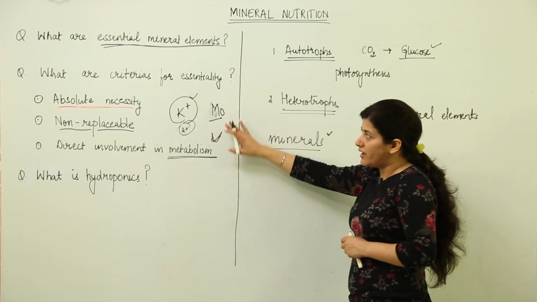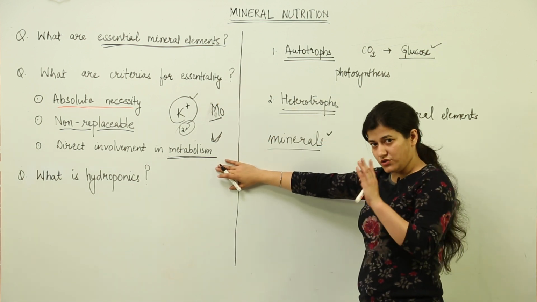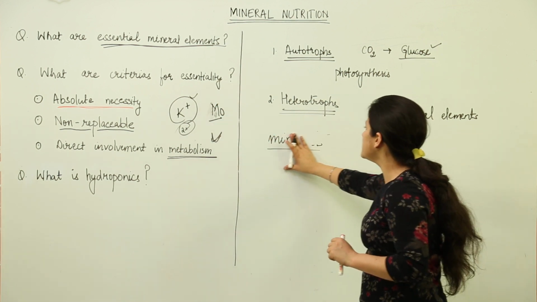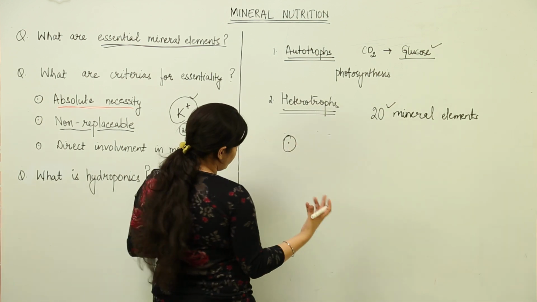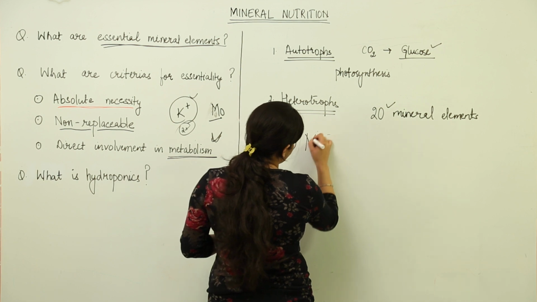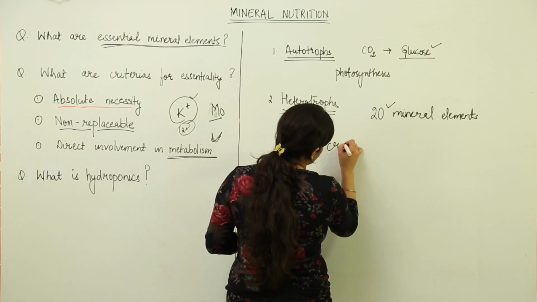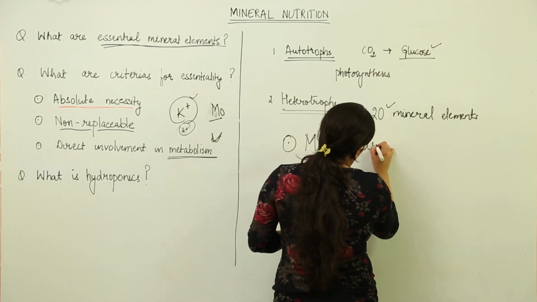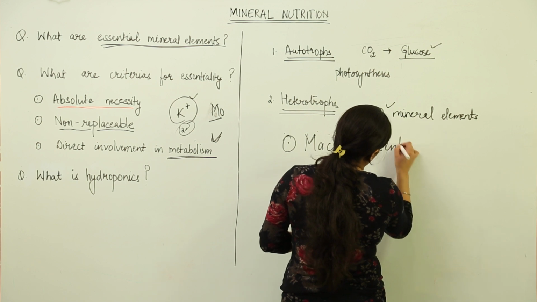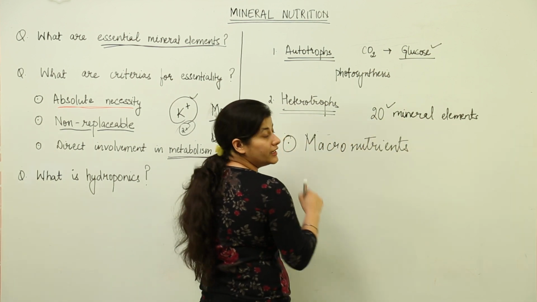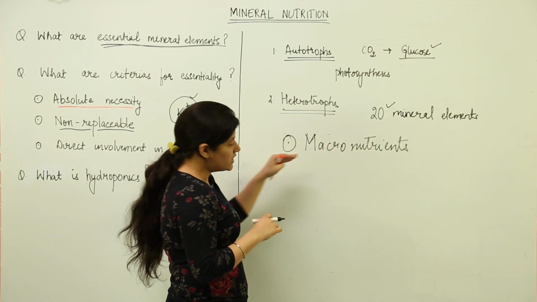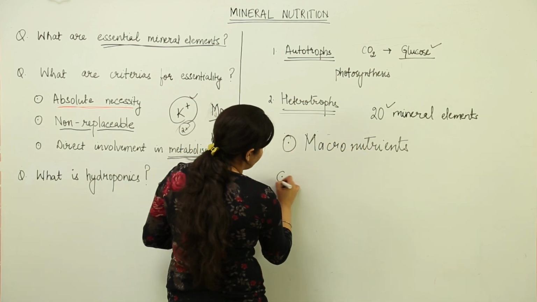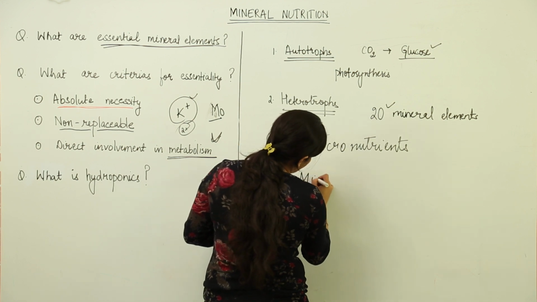Now when we talk about essentiality, there are 2 types of compounds that we come across. One would be the nutrients, the mineral elements that we are taking. One would be termed as macronutrients, and we are considering these 20 mineral elements basically. Out of these 20, certain would be macro and the remaining would be micronutrients.